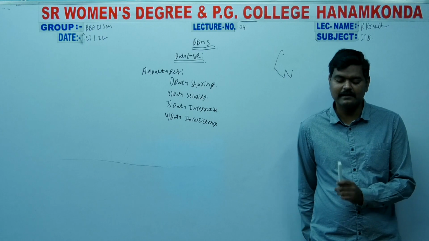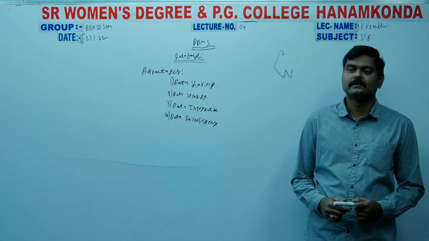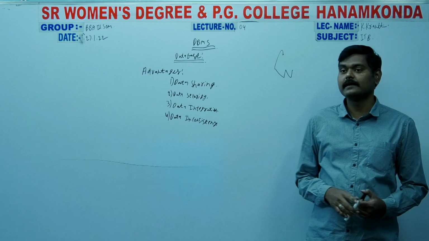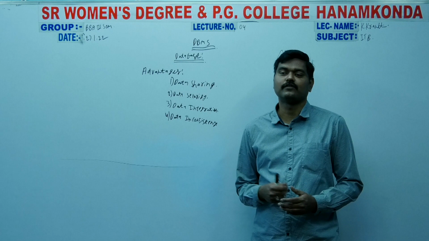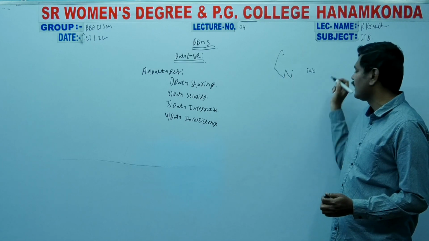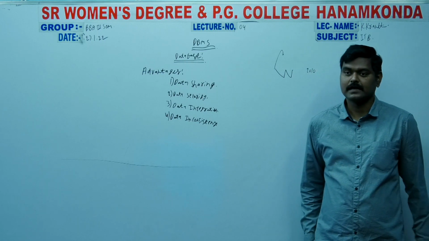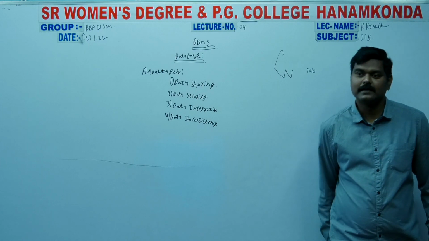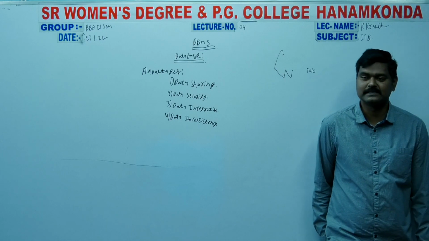Data redundancy and inconsistency. Data redundancy we can call multiple file formats. For example, if you take MS Word 2010, the same file you can save in 17 different file formats. So this is called data redundancy.